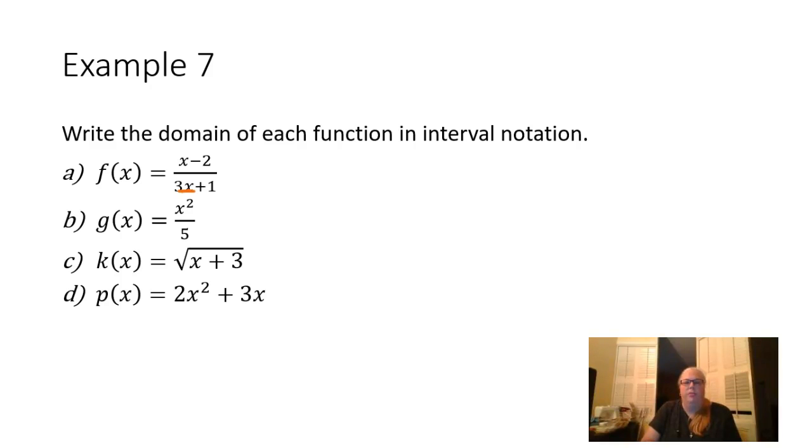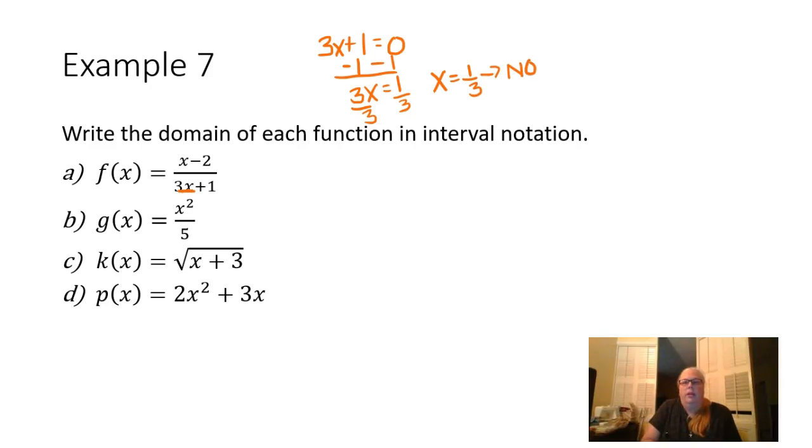Okay, so in order to find the domain for this function, I need to take the denominator and set it equal to 0, because whatever answer I get here is going to tell me what cannot be in the domain, because we do not want to be dividing by 0. All right, so let's subtract 1. That gives me 3x equal to negative 1. And then when I divide both sides by 3, x equals negative 1/3.